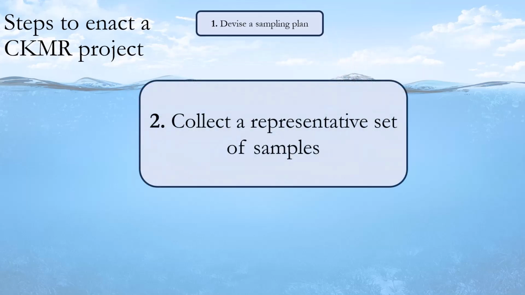Once we have our sampling plan, then we can go out and collect a representative set of samples. And one of the big goals here is to dial in our sampling logistics. Oftentimes, we might have an amazing plan for our sampling, but when we get out into the field, we see that it actually is not practical. What representative means exactly will depend on the application. But in general, we want to capture as much of the genetic variation in our population as possible.